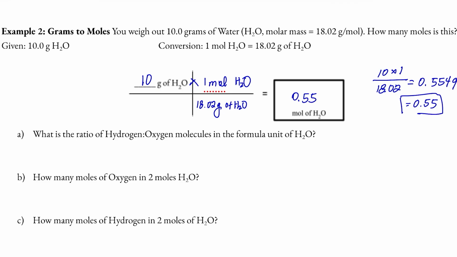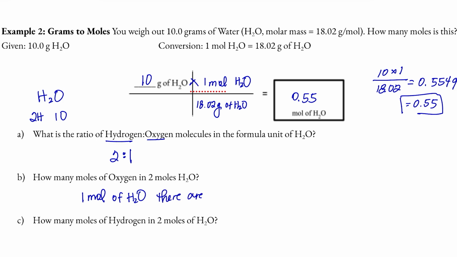And the ratio of hydrogen to oxygen atoms: H2O means that there are 2 hydrogens and 1 oxygen. So our hydrogen to oxygen ratio will be 2 hydrogen to 1 oxygen. And so in 1 mole of H2O, there is 1 mole of oxygen. So in 2 moles of H2O, there should be 2 moles of oxygen.